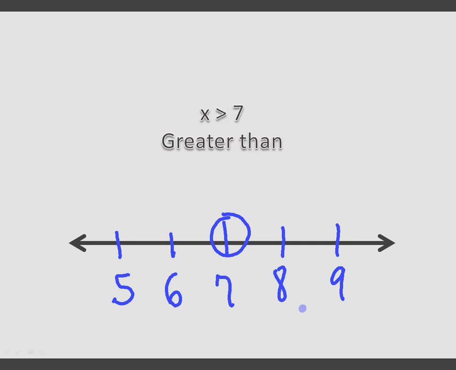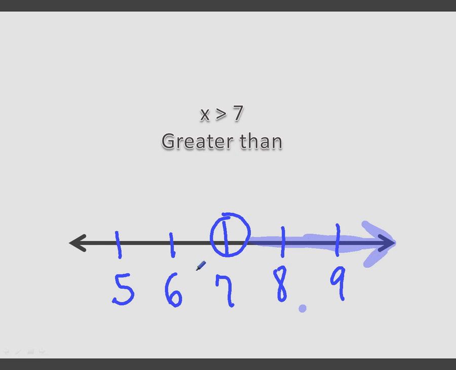Let's go ahead and go to our next one. Alright, x greater than 7. So our circle is open, 7's not included. This time we're going to shade to the right because any numbers to the right, any numbers that are greater than 7, would make that a true statement. 8, 9, a million, any of those numbers to the right there would be bigger than 7.